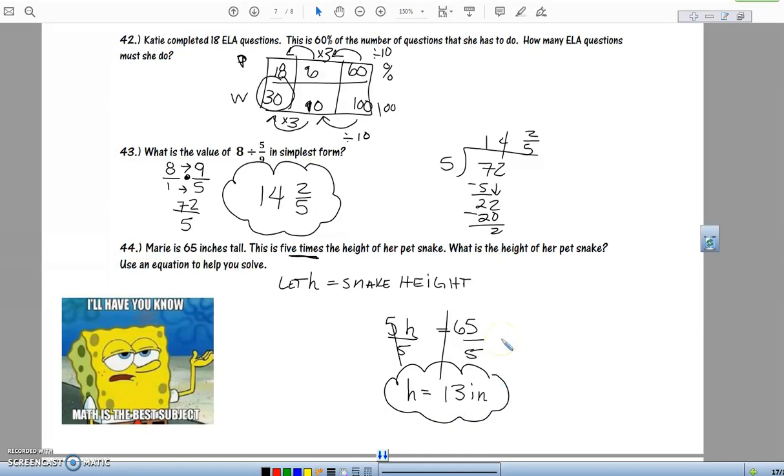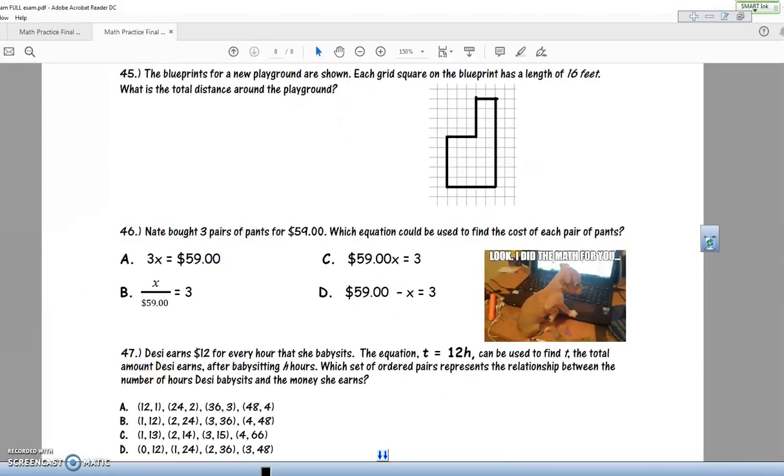Okay, moving on. We're almost done. I'm at 11 minutes, so I'm trying to beat that 15. Blueprints for a new playground are shown. Each has a length of 16, so let's first add this up. 1, 2, 3, 4. 1, 2. 1, 2, 3, 4, 5, 6, 7, 8, 9. 1, 2, 3, 4, 5. 1, 2, 3, 4, 5.